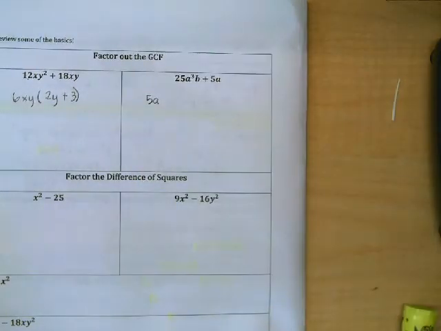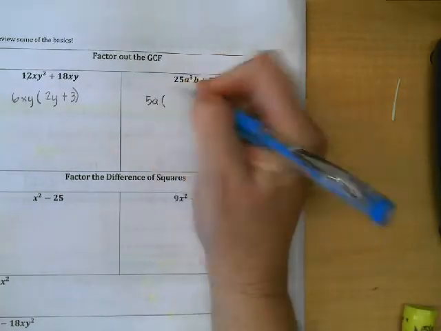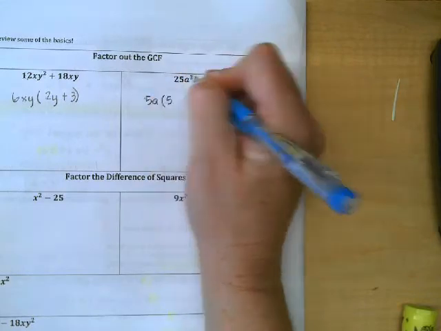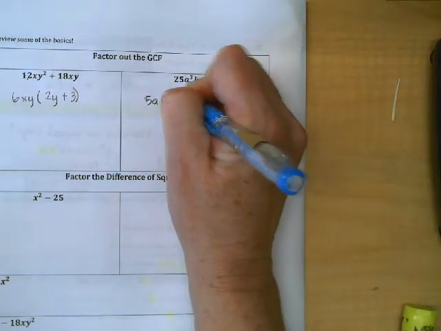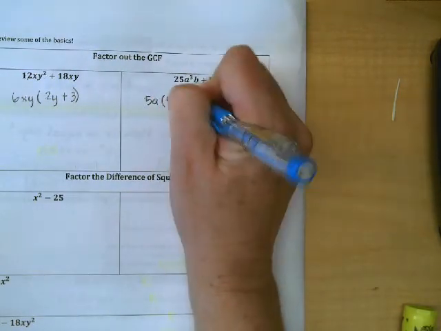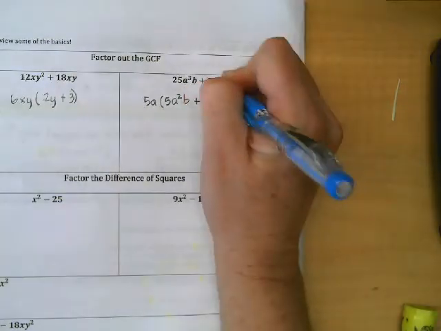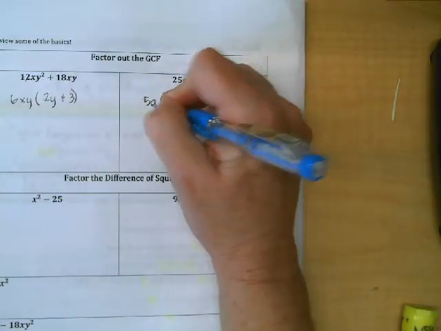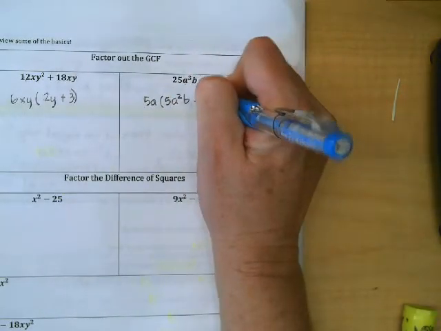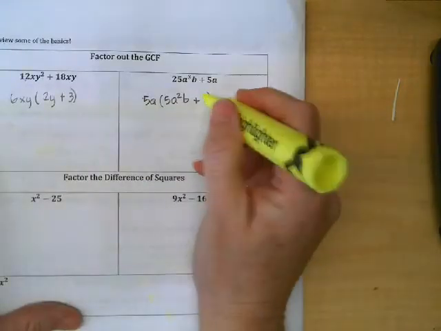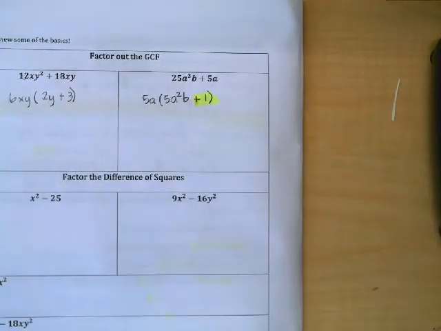This is another one where I see a lot of mistakes. So I know that 5 times 5 will give me 25, and a times a squared will give me a cubed, and then I need a b. A lot of times I'll see students just leave it like that. You have to make sure that you get this back again. So 5a times what will give me 5a? That's a 1. Okay, so I want you to watch out for this problem because I see that a lot, where students forget that.